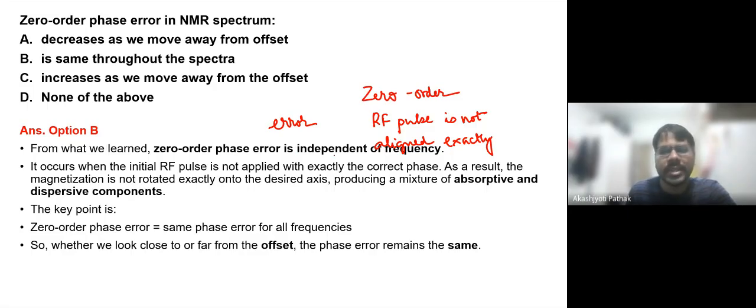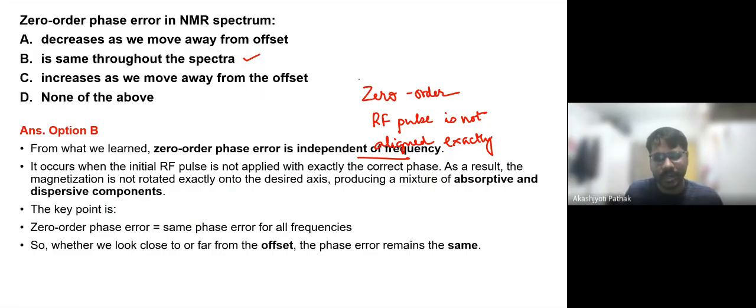Zero order phase error is independent of frequency. It occurs when the initial RF pulse is not applied with exactly the correct phase. As a result, the magnetization is not rotated exactly onto the desired axis, and we get a mixture of absorptive and dispersive components. But in zero order phase error, there will be the same phase error for all the frequencies and all the nuclei. So whether we look close to or far from offset, the phase error will remain the same throughout the spectrum.